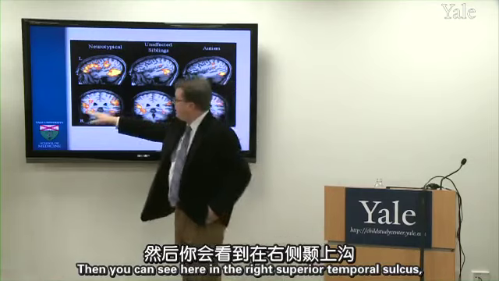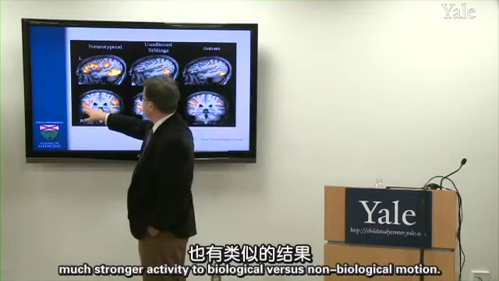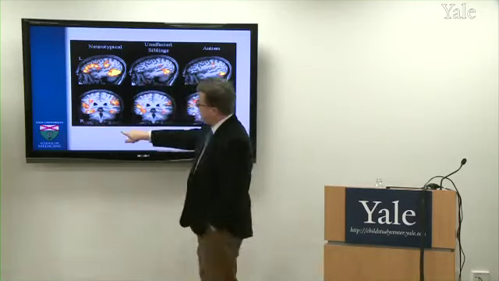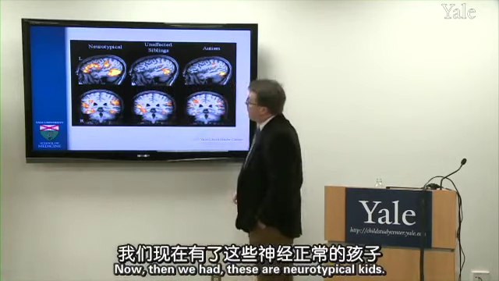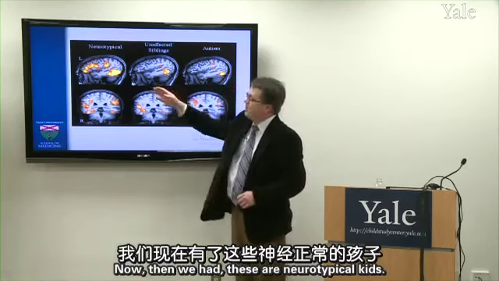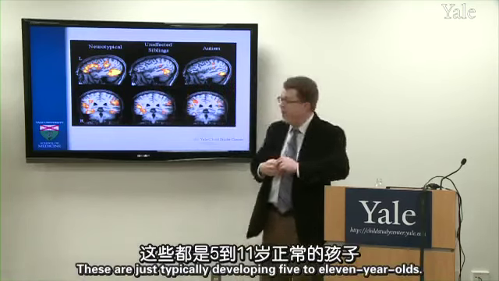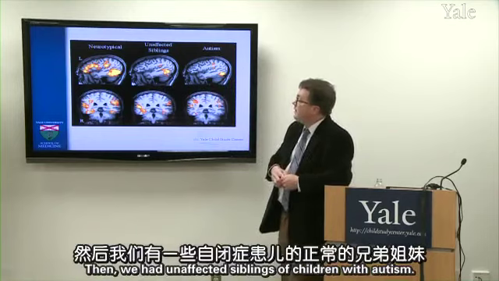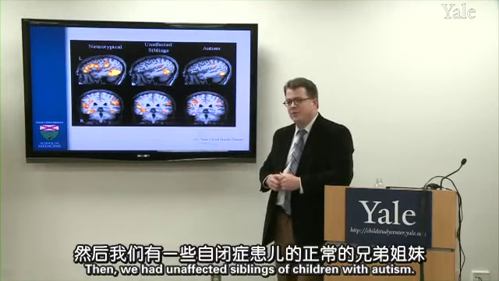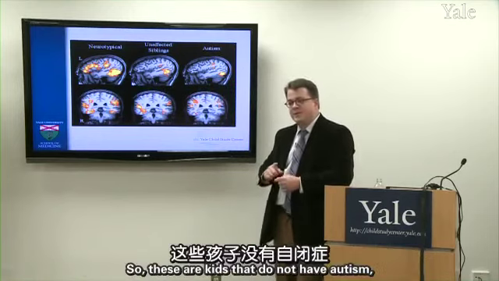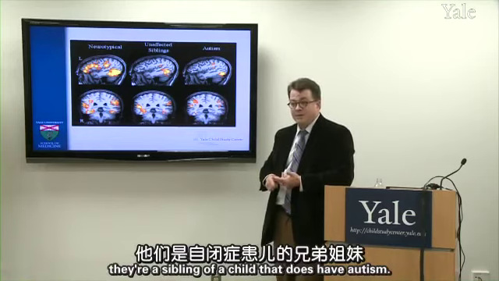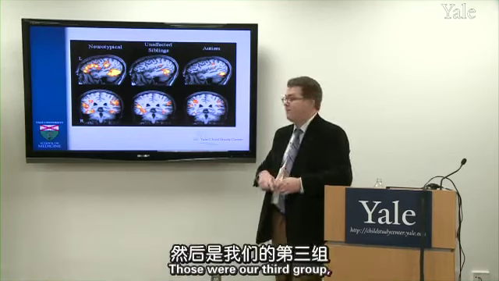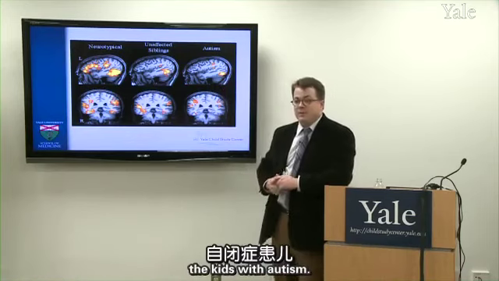And then you can see here in the right superior temporal sulcus, much stronger activity to biological versus non-biological motion, also in the bilateral fusiform gyri, okay? Now, then we had, these are neurotypical kids, so these are just typically developing 5 to 11-year-olds. Then we had unaffected siblings of children with autism. So these are kids that do not have autism, but they're related, they're a sibling of a child that does have autism. And those were our third group, the kids with autism, right?